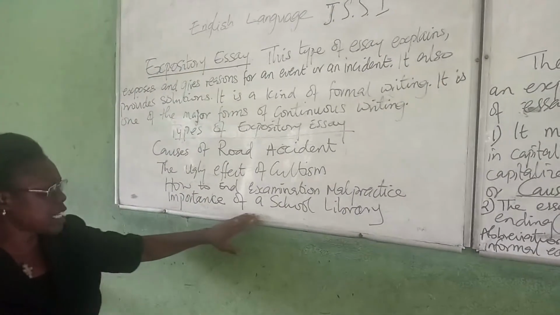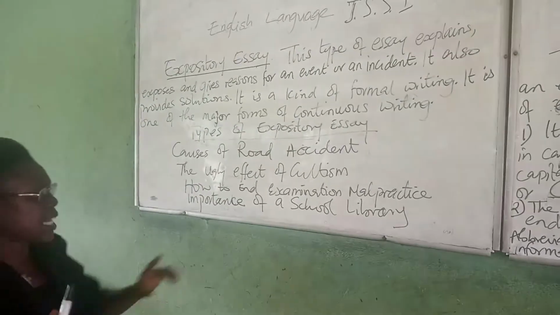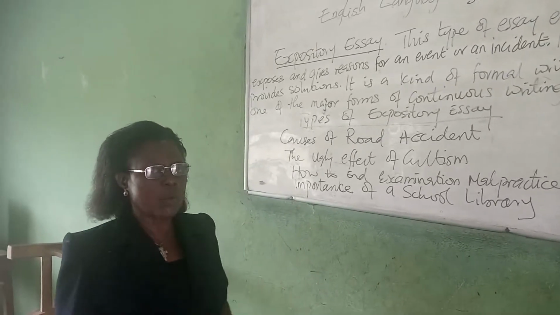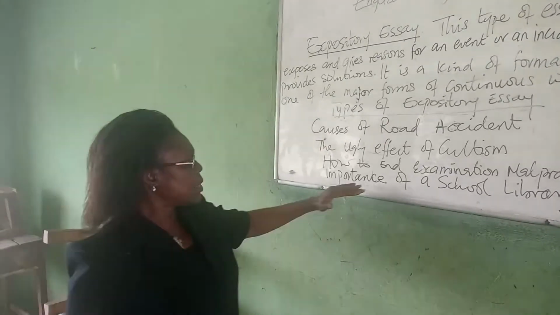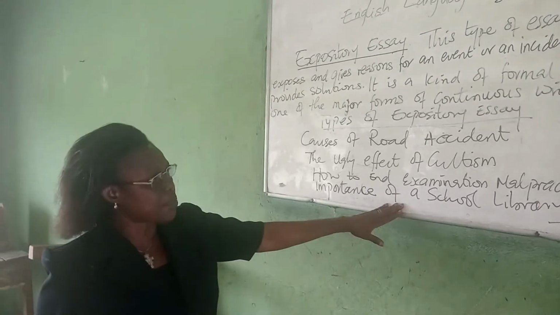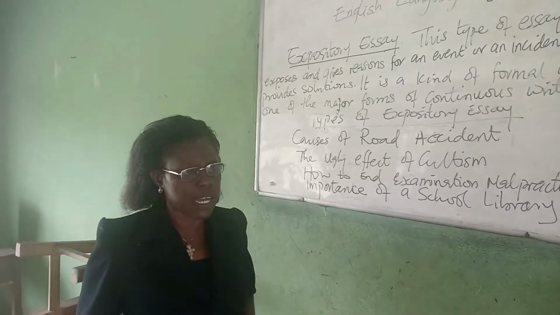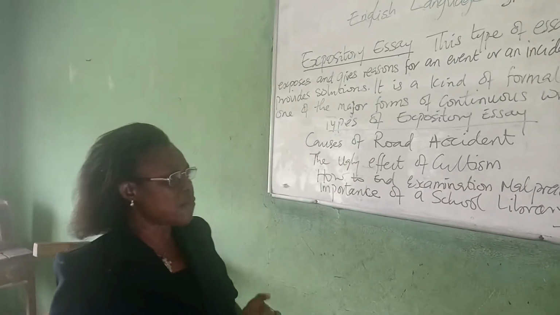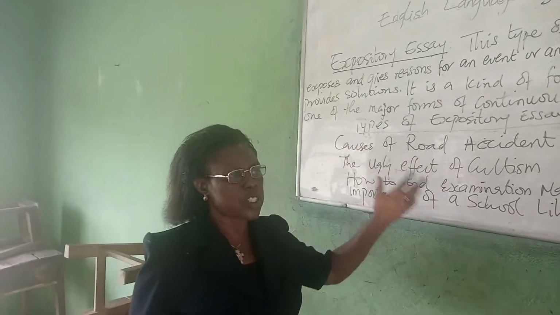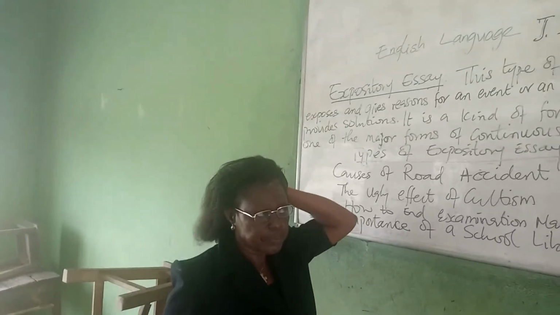This topic, importance of school library, can come as a narrative or descriptive essay. For instance, under descriptive, my school library. In that case, you are describing what the school library is like. But here, we are talking generally on why a school should have a library. So see the difference, so that when you are given an essay topic to write, look at the topic very well and find out whether that topic is narrative, descriptive, expository, or even argumentative. We will still come to that one later.